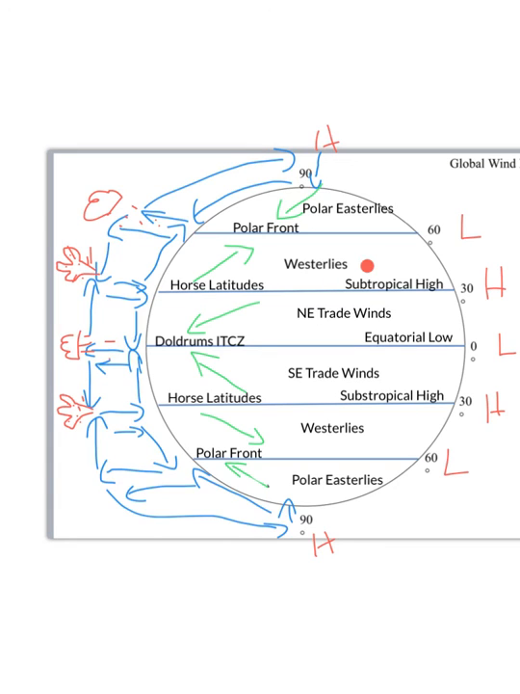And at your 60-degree latitudes, again, both north and south hemispheres, we call that the subpolar low. Again, sub means below, so below the polar, subpolar low. And don't forget to mark the southern hemisphere high and low pressure system as well.